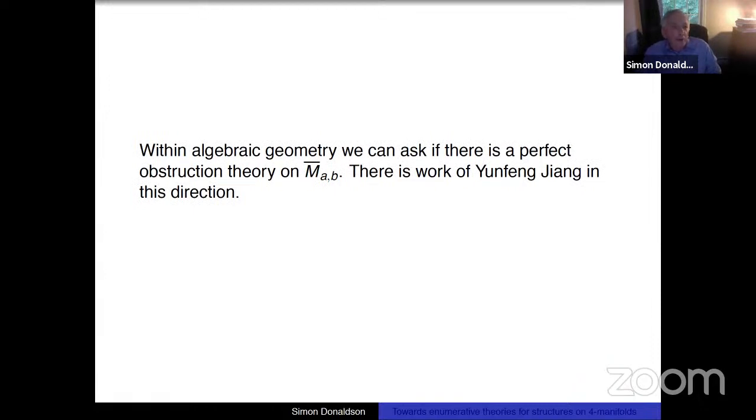So there is, I think, a definite algebraic geometry question you can ask, which is whether there's a perfect obstruction theory on these in this KSBA theory. That's something I'm completely unqualified to comment on, but I know there's some work of Yunfeng Zhang in that direction. It's an interesting question.